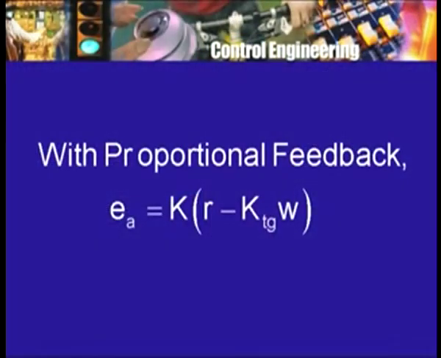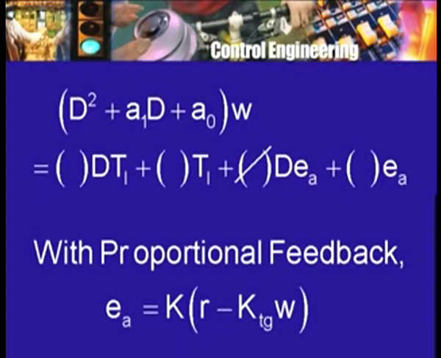Now, we saw the effect of proportional feedback here. In case of proportional feedback, the armature voltage EA is derived from an amplified version of the difference between the reference voltage R and the tachogenerator output voltage K tachogenerator omega. So, we are setting EA equal to K into R minus K tachogenerator omega. Now, when you substitute that into this equation, you will see that there is an omega term, because of the presence of EA here, that will appear on the right hand side, and therefore, I can transfer it to the left hand side.